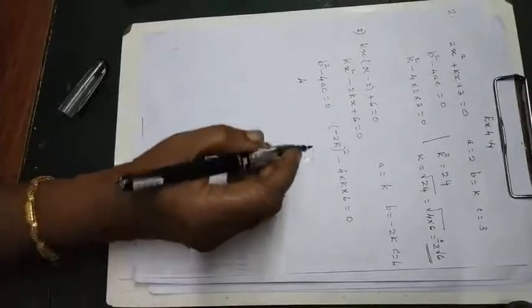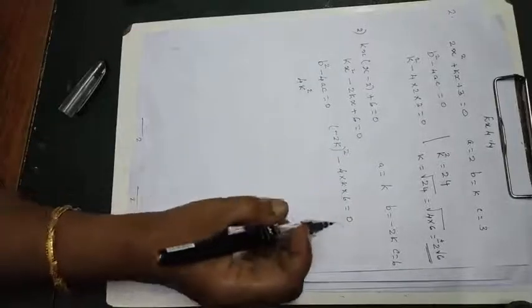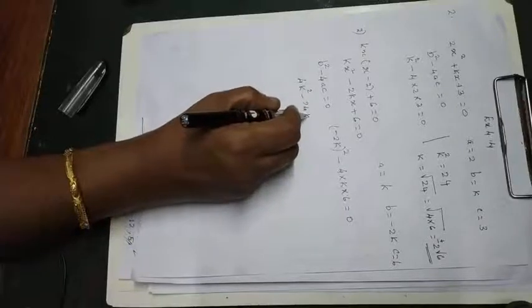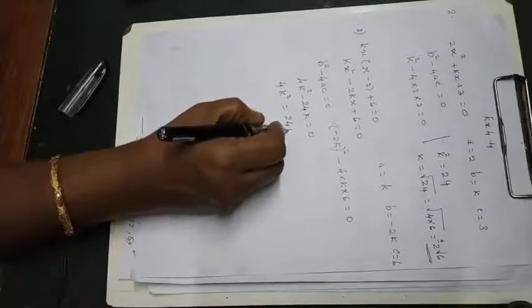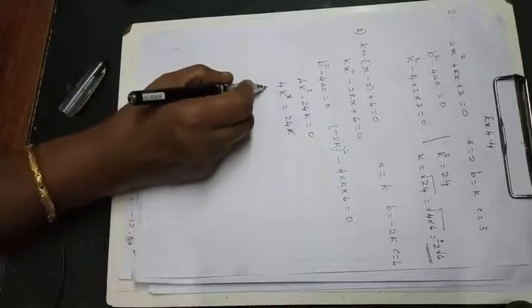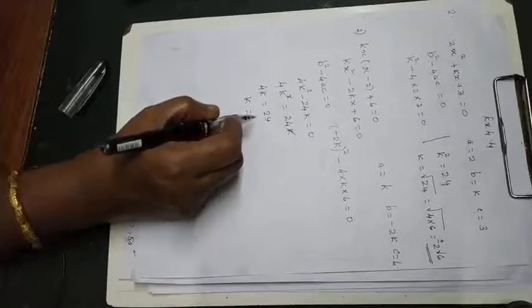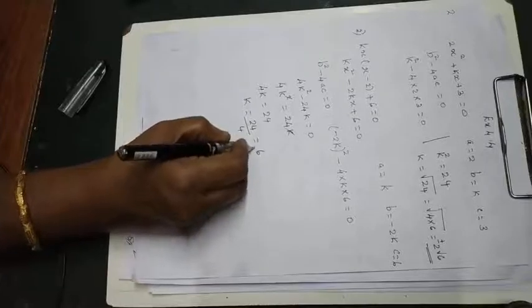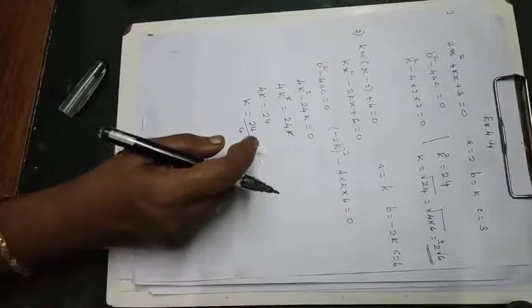So 4k square minus 24k equal to 0. Now 4k square will be equal to 24k. k you can cancel. 4k is equal to 24, or k value is equal to 24 by 4, that is equal to 6. So the value of k is equal to 6.